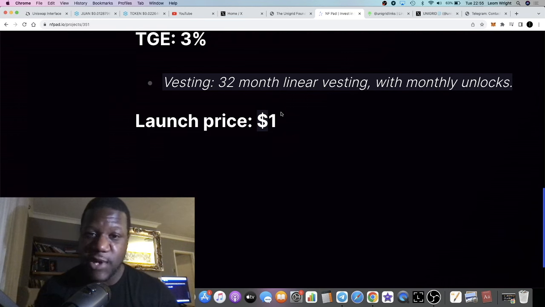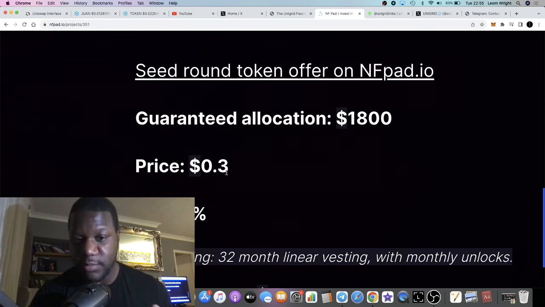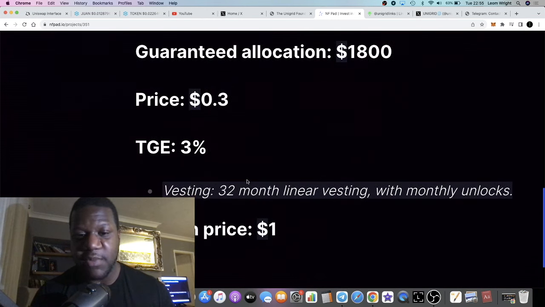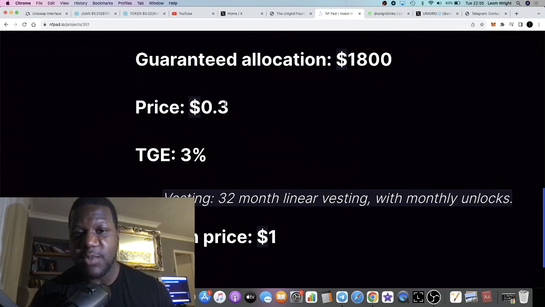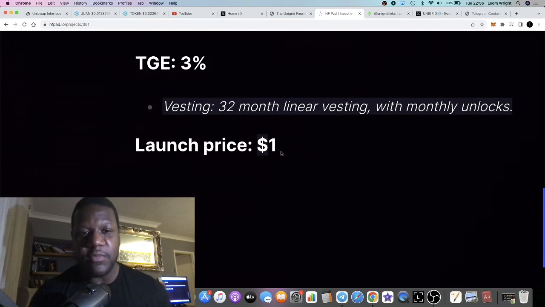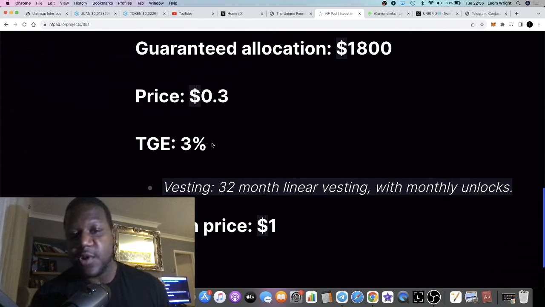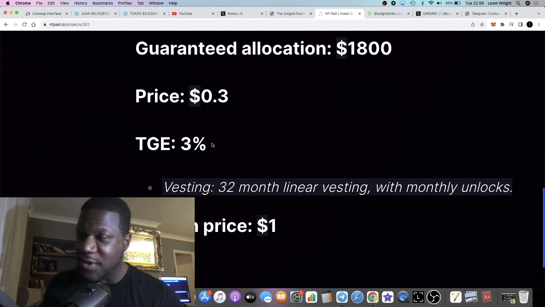Let's say for example it's up 100x, 200x, 300x on day one. So 300x from your 30 cents would be about $30. This goes to $30 day one, boom, you're up 300x. Then you decide to sell your 3%. That's a great return on your investment, and then you basically get 32 months worth of passive income on a project like this.